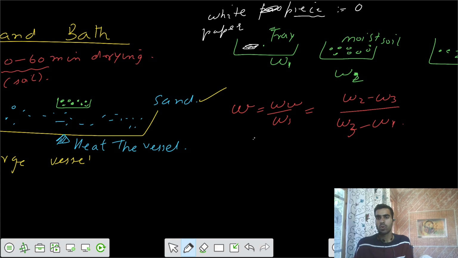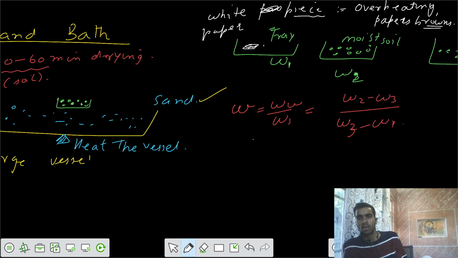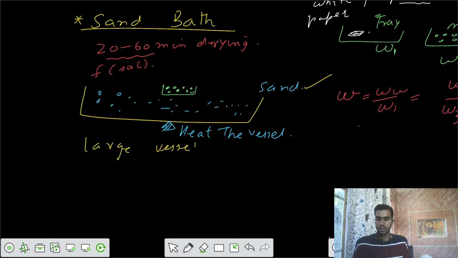We say that if there is overheating of the soil, this page is going to change color. That means it's going to get brownish. So maybe this color appears, and that indicates that you are overheating that soil. So we need to change the soil orientations such that you are properly applying the heating of the soil specimen. Okay, so that is the sand bath method.